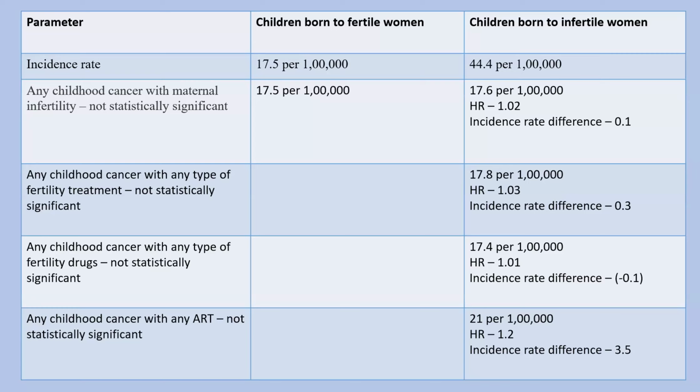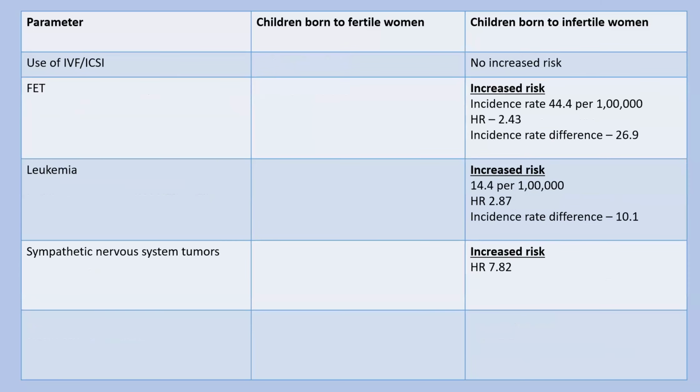The association between any childhood cancer and any type of infertility treatment was also not statistically significant, with a hazards ratio of 1.03 and incidence rate difference of 0.3. The association between any childhood cancer with any type of fertility drugs was also not significant. Hazards ratio was 1.01 and incidence rate difference was minus 0.1. Any childhood cancer with any ART was also not significant, with hazards ratio of 1.2 and incidence rate difference of 3.5. Use of ICSI or IVF also showed no increased risk.